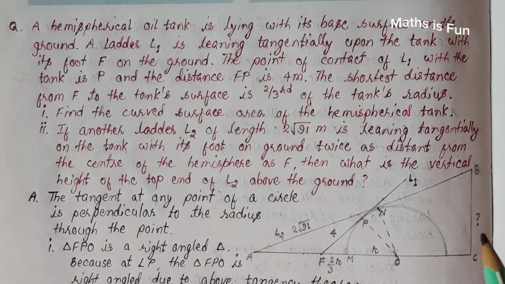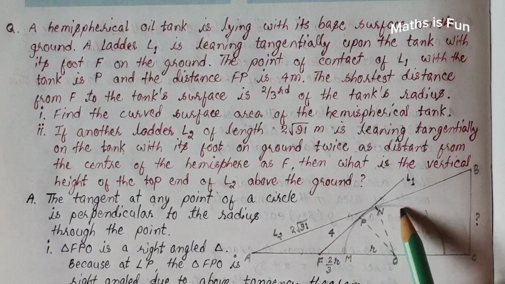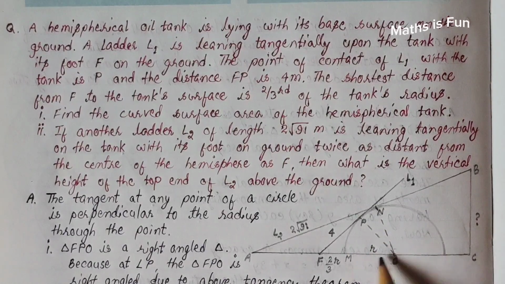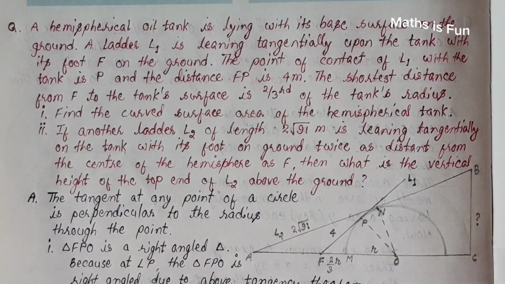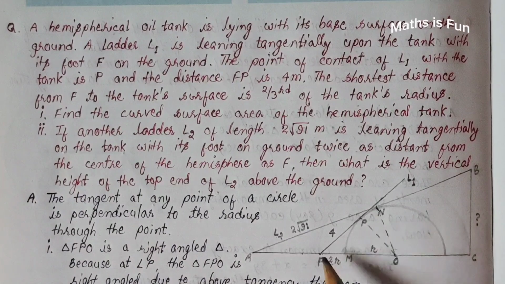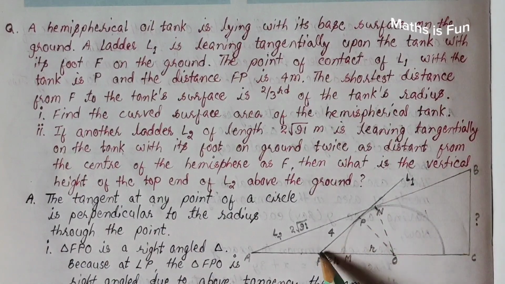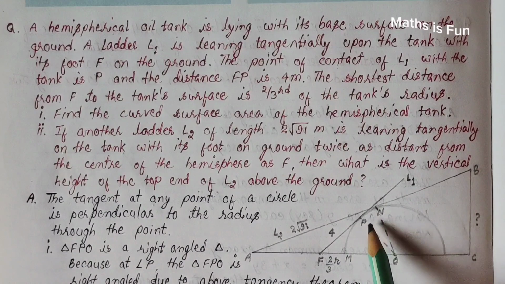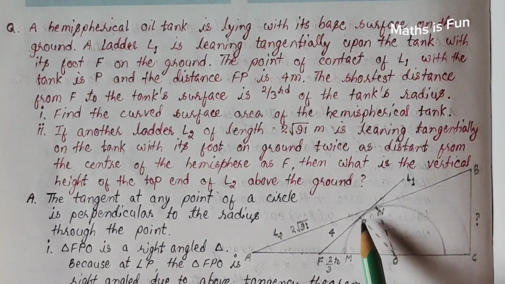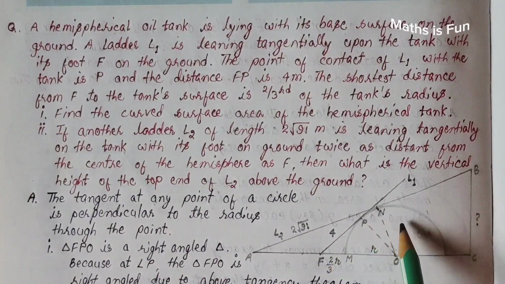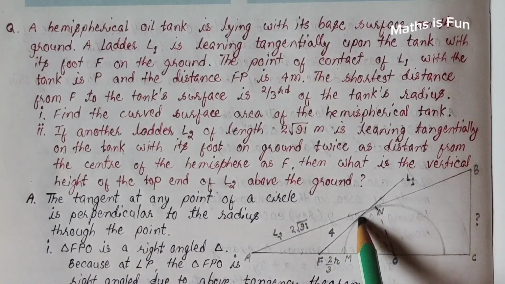So friends, let me explain the question. We have this hemisphere. This is an oil tank. Its base is lying on the ground and only the hemisphere is appearing on the top. We have a ladder. This ladder is L1, and it is lying tangentially upon this oil tank. Lying tangentially means that there is only one point of contact between this ladder and the hemisphere, and that point of contact is P.